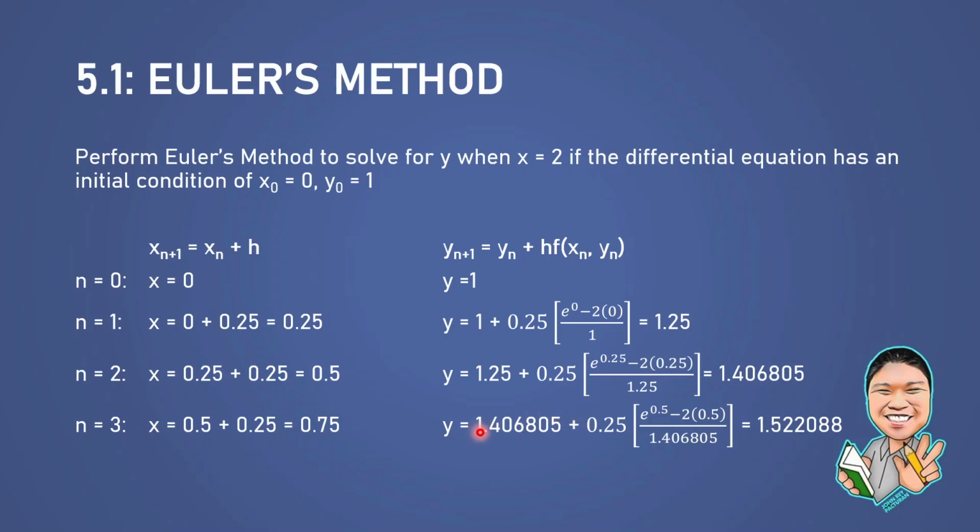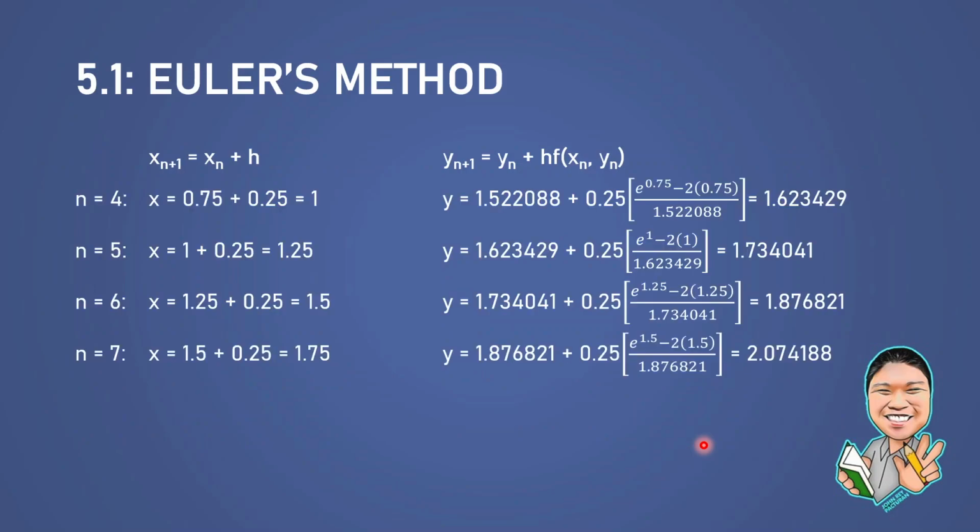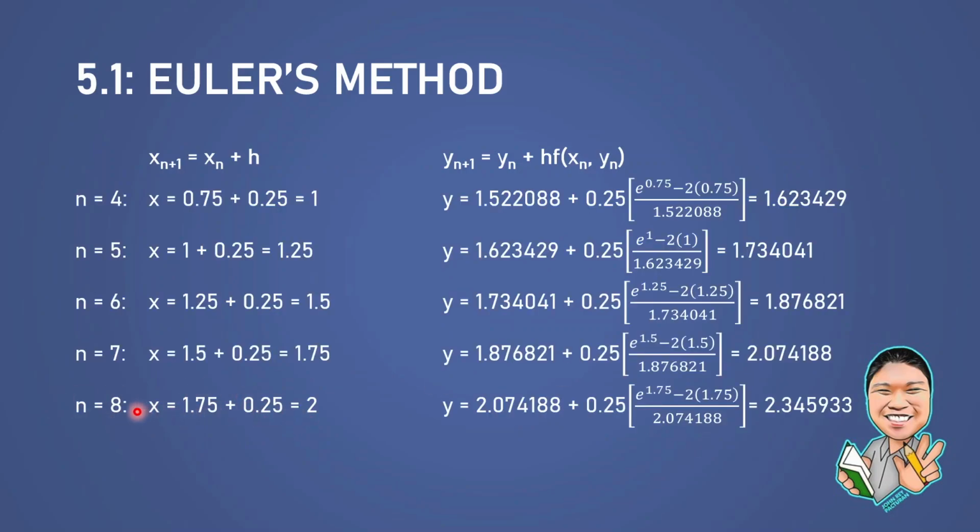And in that case, ganun din for the y, previous value is 1.406,805 plus 0.25. So, e raised to x, what is the previous value of x? This is 0.5 minus 2, tapos 0.5 all over yung previous y, 1.406,805. So, that is equal to 1.522088. Ipa-flash ko na lang yung hanggang sa ma-reach mo ito.